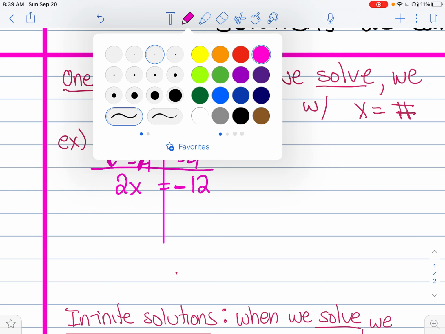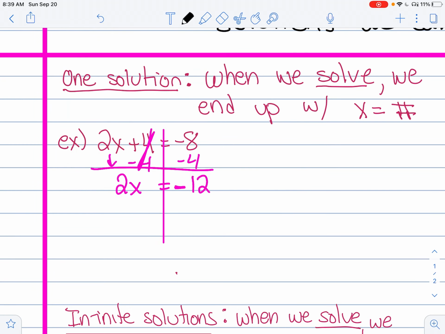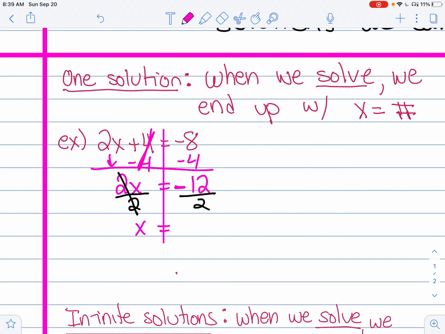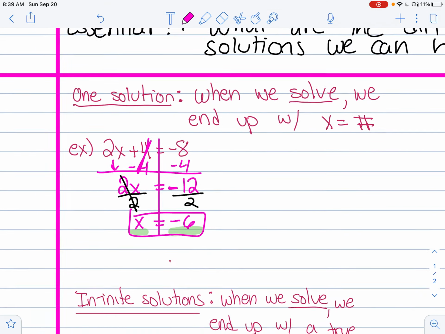And then I want to get rid of my 2 out in front of the x. So these are attached through multiplication, so we have to do the opposite of that, which would be division. So I'm going to divide both sides by 2. My 2's cancel, and I'm left with x equals, and negative 12 divided by 2 leaves me with negative 6. So what you can see here is I only have one solution. I have x equals a number. It doesn't equal more than one number, it's just this one number. So this is an example of when we have one solution.